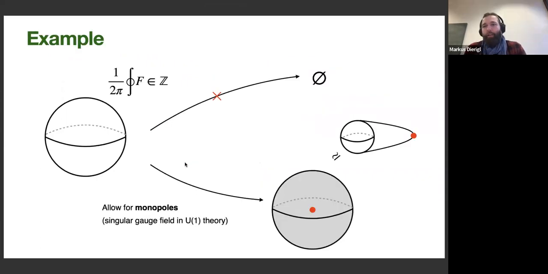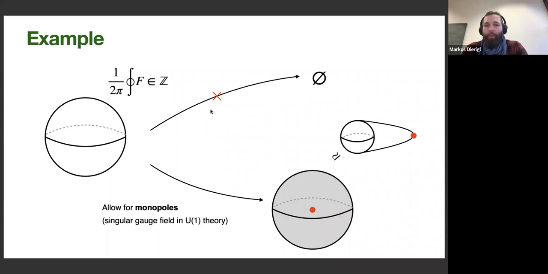Now, let me discuss a very simple example. Let's take a two-sphere with a U(1) principal bundle that has a topologically conserved quantity, which is just the magnetic flux through this two-sphere. And there is no way to get rid of it with a nice U(1) gauge configuration. So there is no way essentially of deforming the sphere to nothing. So what do we have to do? Well, now we have to include these objects that allow these deformations.